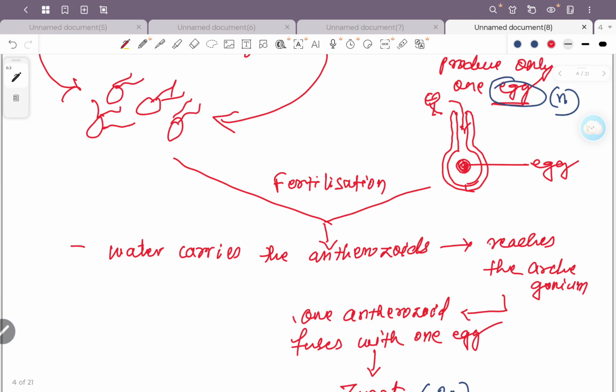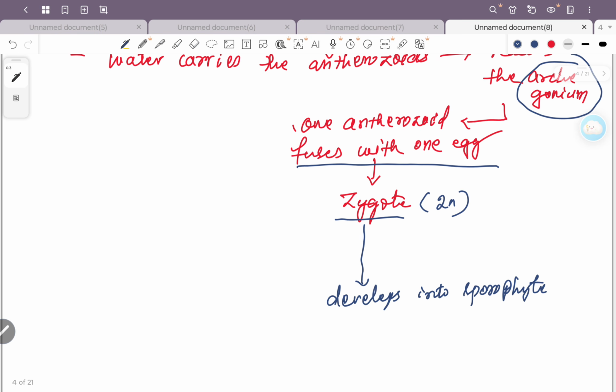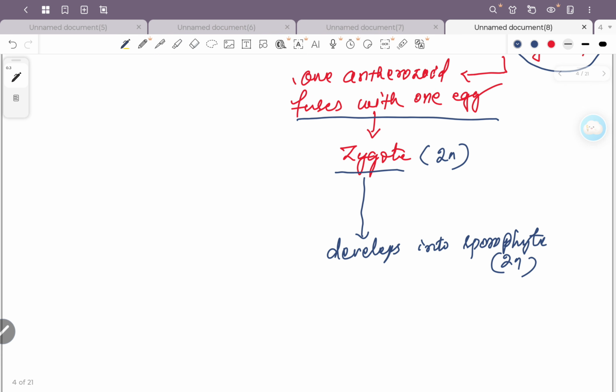Now by water current, the antherozoids are carried up to the archegonia, and in the archegonia there is an egg, and the antherozoid fuses with the egg, and the zygote is formed. Now this zygote develops into the sporophyte. So what is the nature of the sporophyte? The sporophyte is 2n.